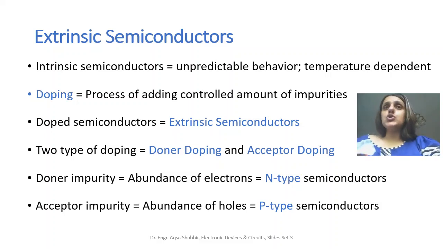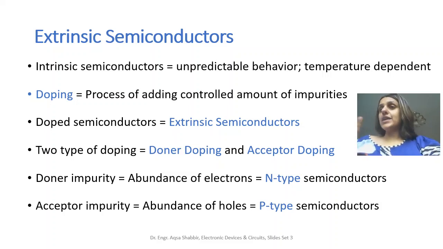So what are extrinsic semiconductors? Extrinsic semiconductors are basically doped semiconductors. And what is doping? Doping is the process of adding certain controlled amount of impurities. So extrinsic semiconductors are basically impure semiconductors to which certain controlled amount of impurities have been added in order to modify their behavior and working, and in order to make it more suitable to our needs.